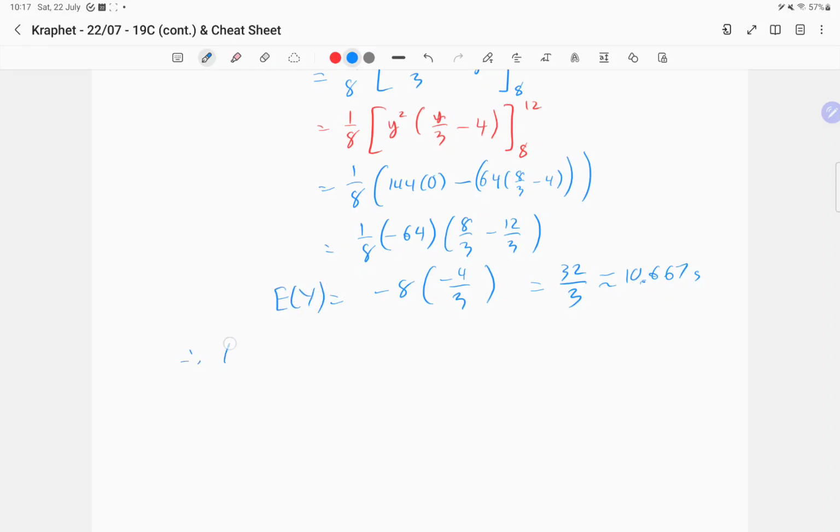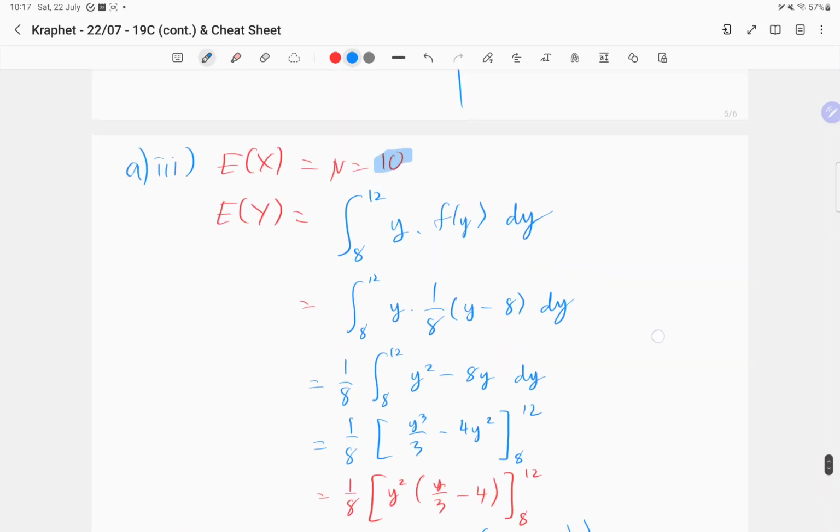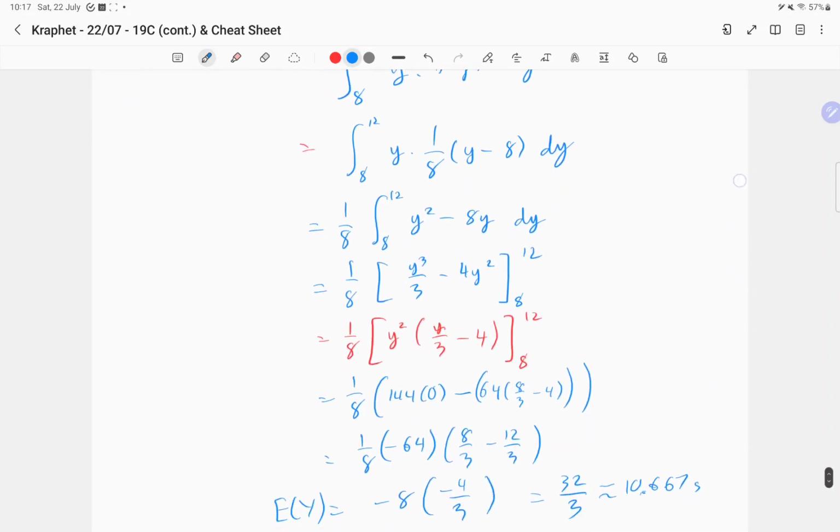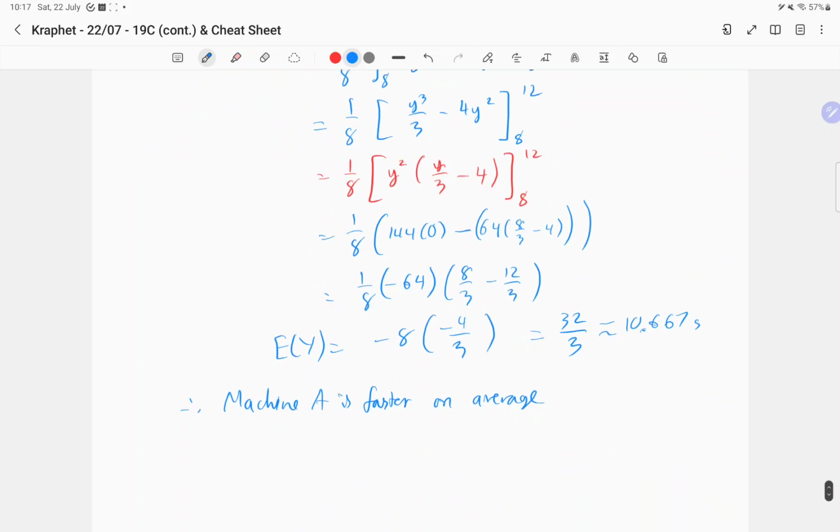So therefore, machine A is on average faster. Does it make sense? Machine A's expected value is only 10, and machine B is 10 point something. So machine A is a little bit faster. We can just go up a bit.